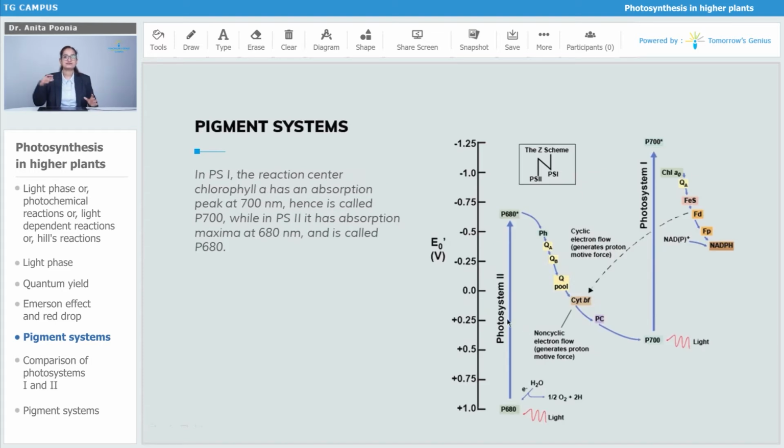So in photosystem 1, let's first talk about photosystem 1. In photosystem 1, the reaction center chlorophyll A has an absorption peak of 700 nanometers and hence is called P700. Whereas photosystem 2 has an absorption maximum at 680 nanometers and we call it P680. So this is P680, that is photosystem 2, and photosystem 1 is P700. And that's the Z scheme that we're going to talk about. This is photosystem 2 here, and this is photosystem 1 here.